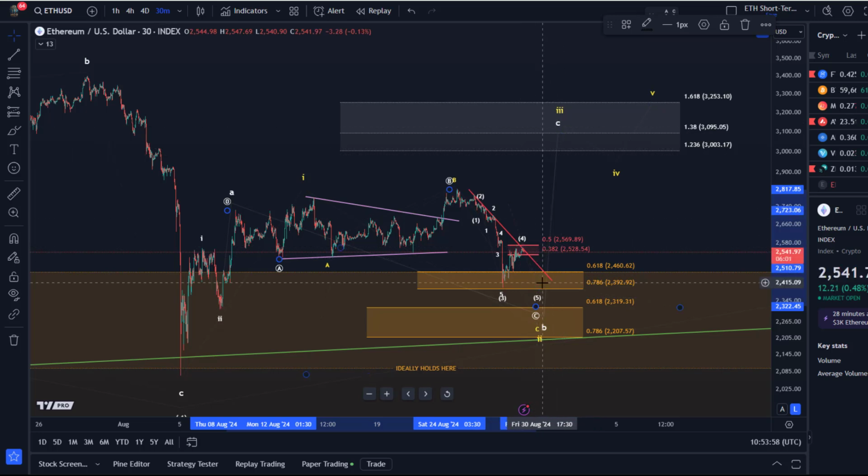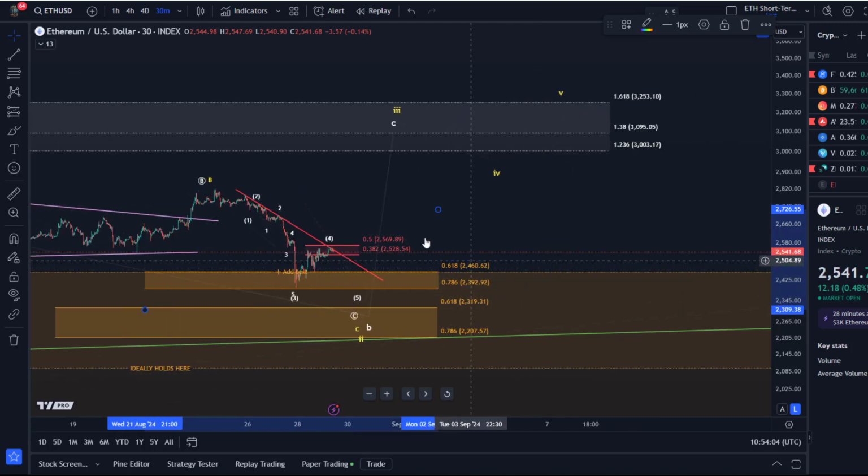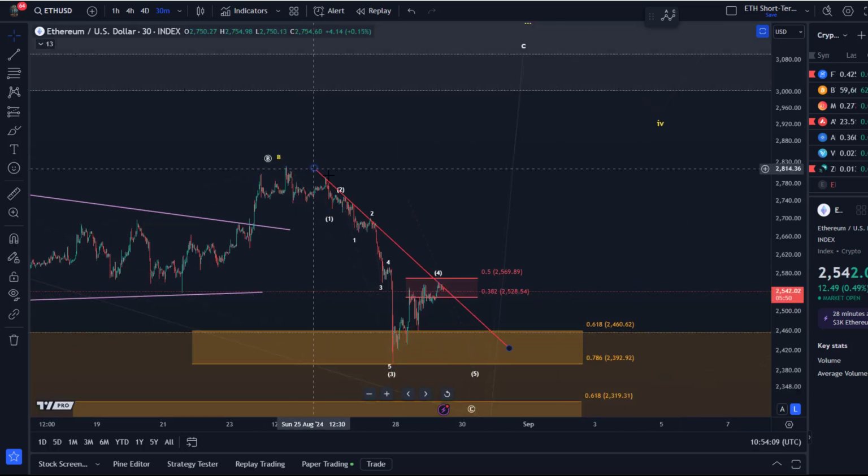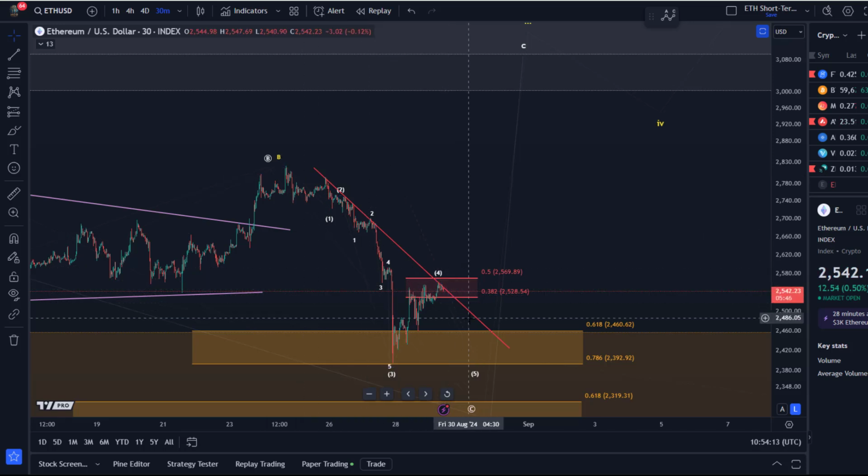But don't worry so much about the microstructure, don't worry so much about whether there's one more low or not. Just focus on resistance. I'm tracking the trend line here. It has 5 to 6 touch points. It's quite meaningful. And we've got this resistance box. We're quite deep in resistance, but still we haven't broken it.